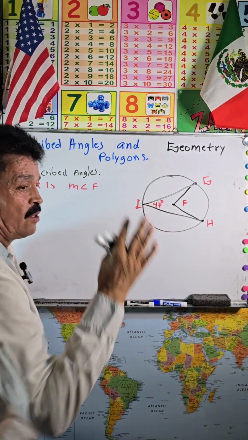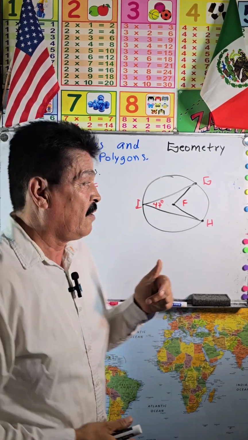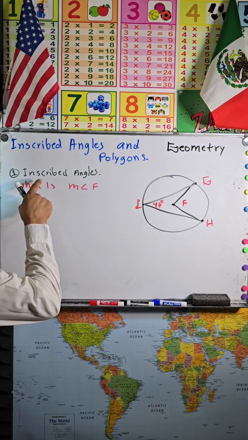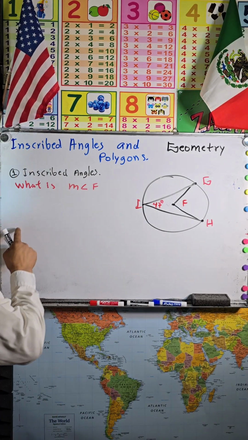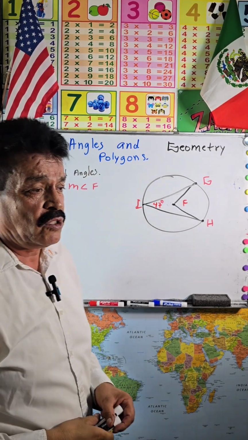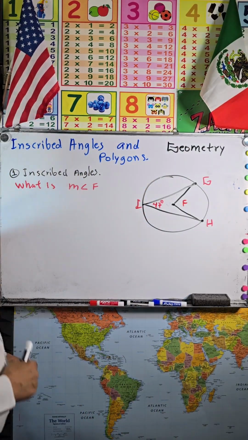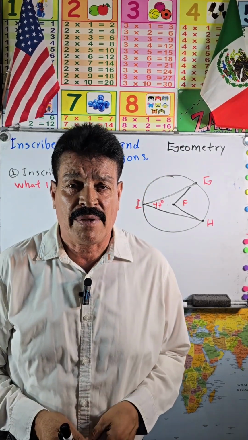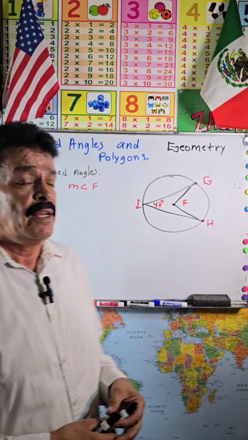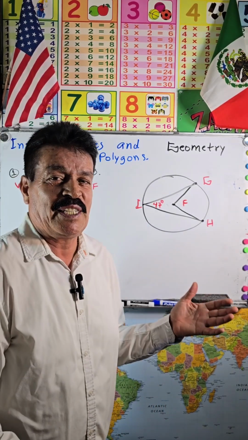This class I will divide into 3 sections. In the first section I will talk about inscribed angles, only this. Section number 2, angles in inscribed right triangles. And then section number 3, angles inscribed in quadrilaterals. All right? Okay, so welcome to geometry class.